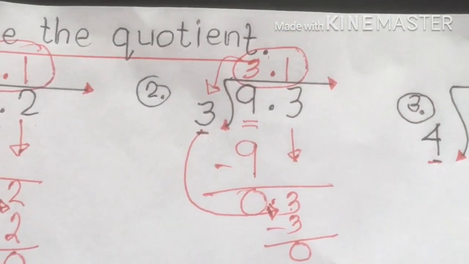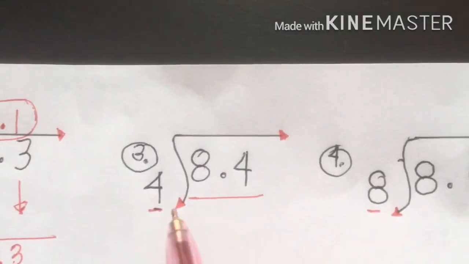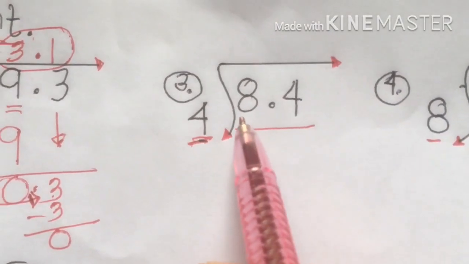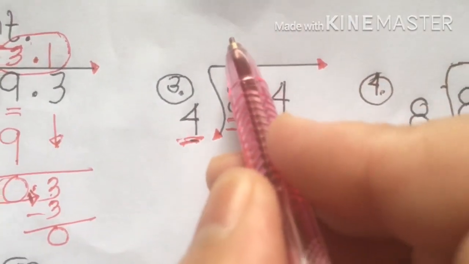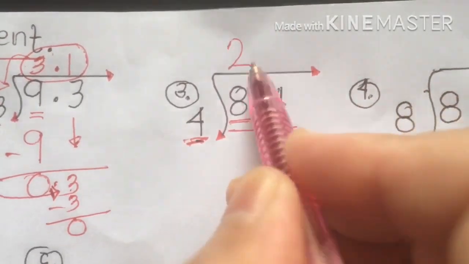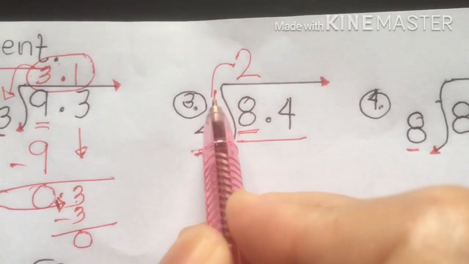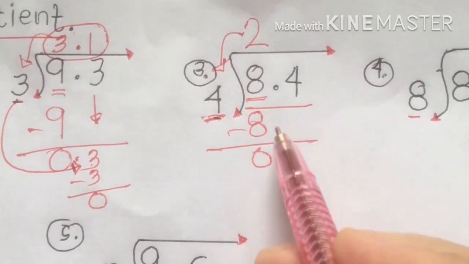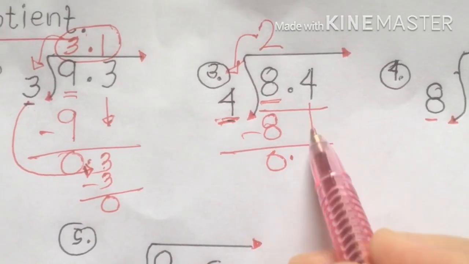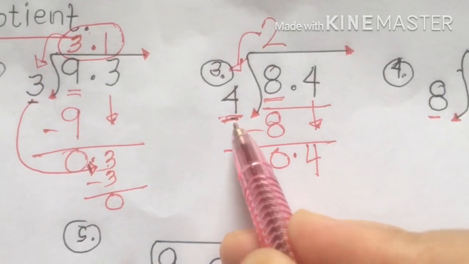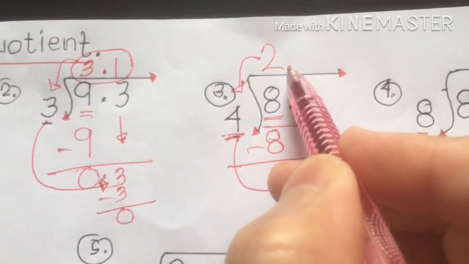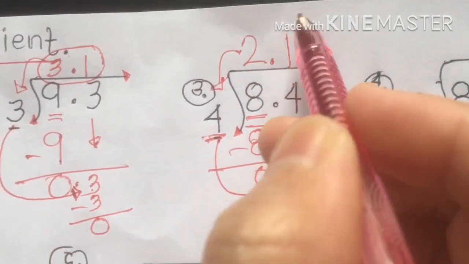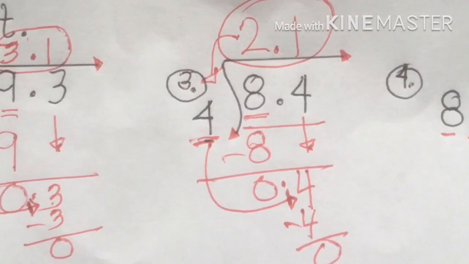Okay, next, number 3. 8.4 divided by 4. Divisor is 4. Okay, let's divide first with our dividend. 8 divided by 4. We're going to answer here, number 2. So multiply that, class. 2 times 4. We're going to write here 8. Then subtract. That is 0. So copy the decimal point and bring down 4. Then divide it. Then we're going to write here 1. 1 times 4 is 4. Then subtract it, 0. So therefore it is 2.1.